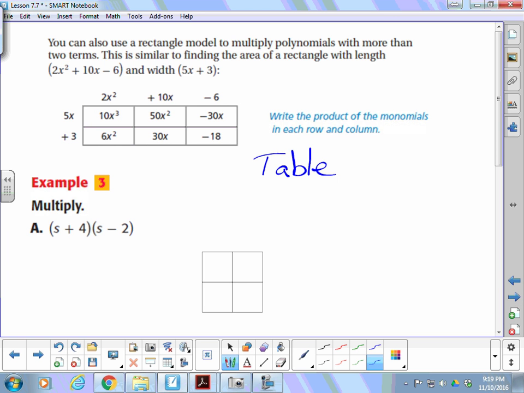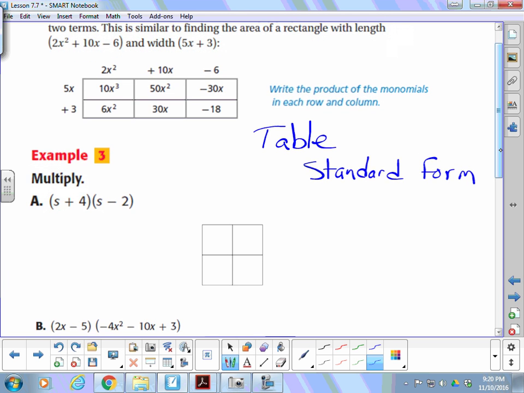And I know that most of you have done this method before when you were younger, just when multiplying two-digit numbers together. And so when we set it up to multiply using the table, the polynomials that you're multiplying must be in standard form. If they're not in standard form, this method doesn't work quite right for you. All right? So let's look at this one. We have s plus 4 times s minus 2.